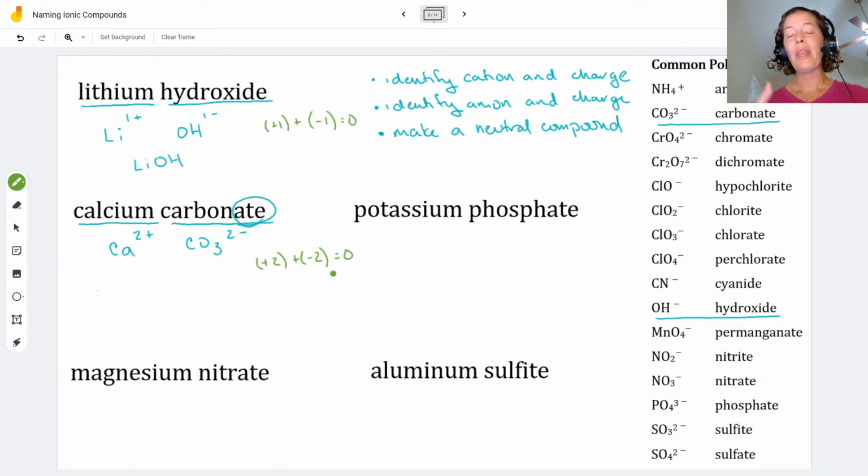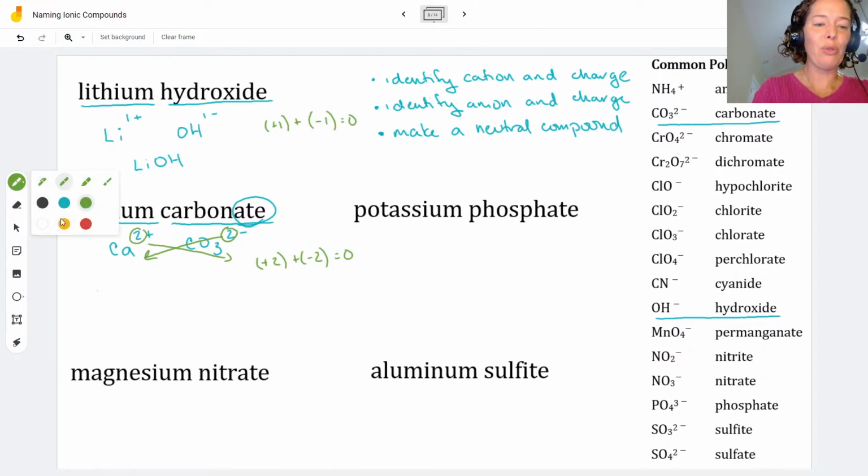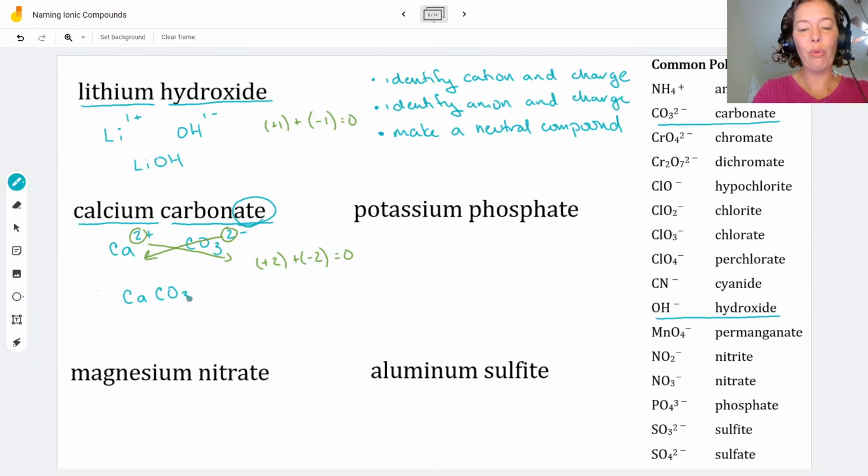We've already got 0. This is an example of where crisscross is going to mess you up. So if you didn't check to see if you have a neutral compound first, what are you going to do? You're going to take this 2 down here and this 2 over here, right? But you don't need to do that because you already have a neutral compound. So you do not want to crisscross here because your compound should just be CaCO3. But if you accidentally crisscrossed, you would end up with Ca2CO3, and that is not right.